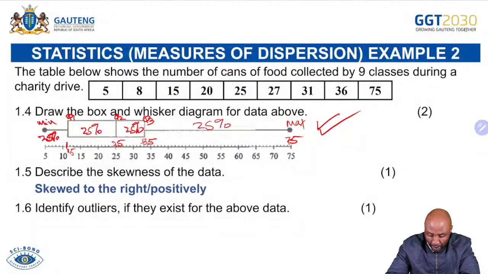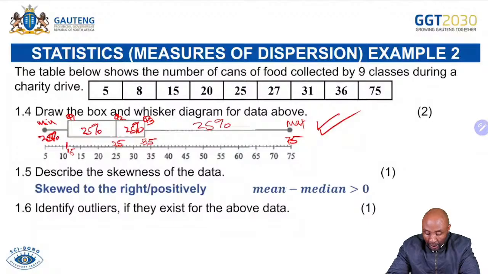Now, remember, how do we determine skewness? We can use the mean and the median. This is the same question. We got our mean as 26,89 and our median is 25. So the mean is more than the median. That's why we are saying it's skewed to the right.